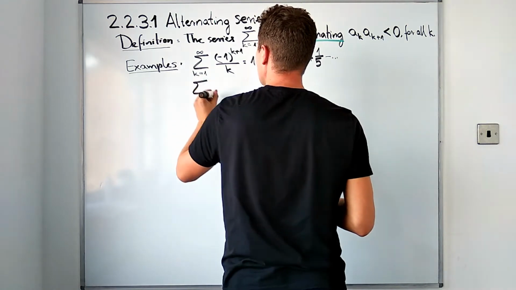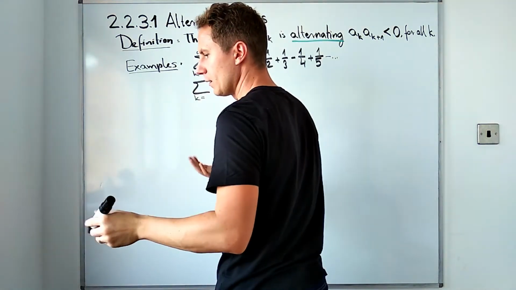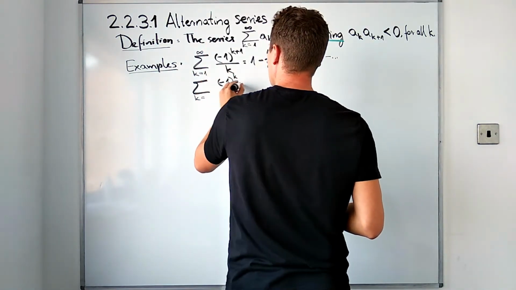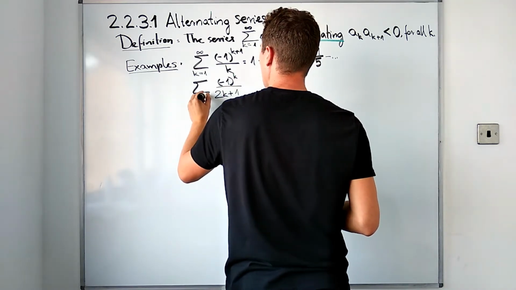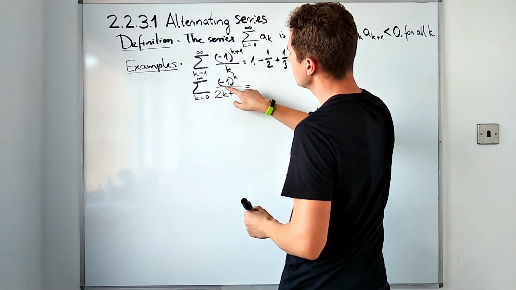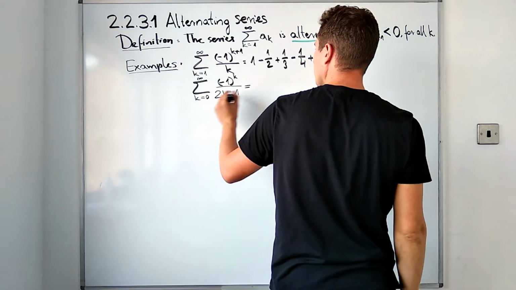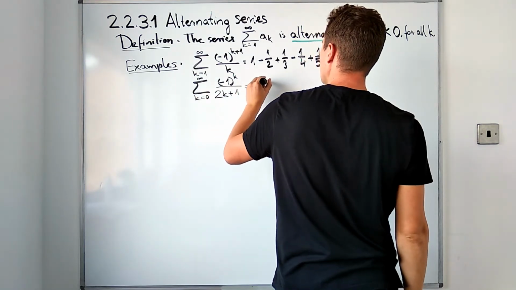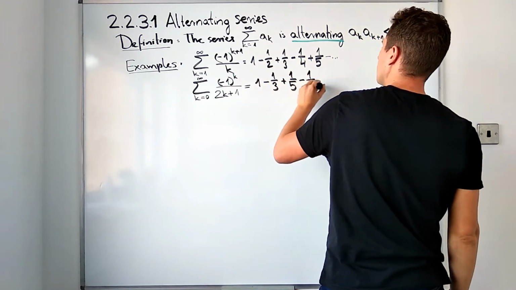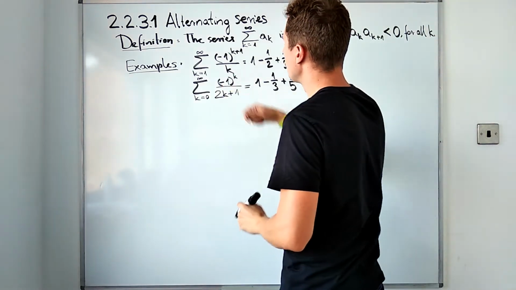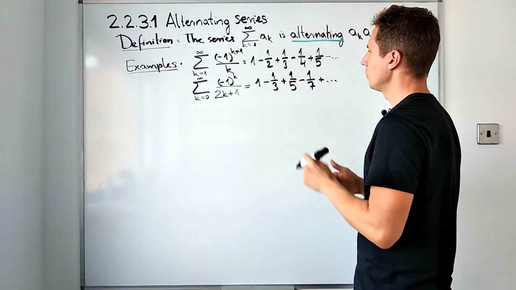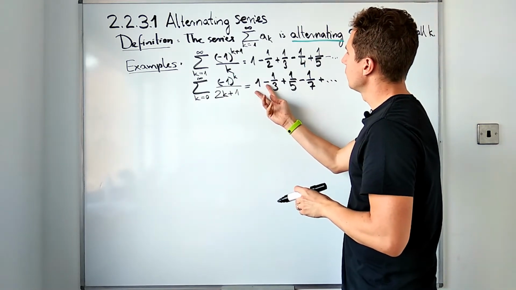Another example could be the sum of negative 1 to the power k divided by 2k plus 1, with k going from 0 to infinity. So this includes the reciprocals of odd numbers with alternating sign. For k equals 0, we get 1, then we get negative a third plus a fifth minus a seventh, and so on. So this minus 1 to the power k takes care of the sign, so it alternates.